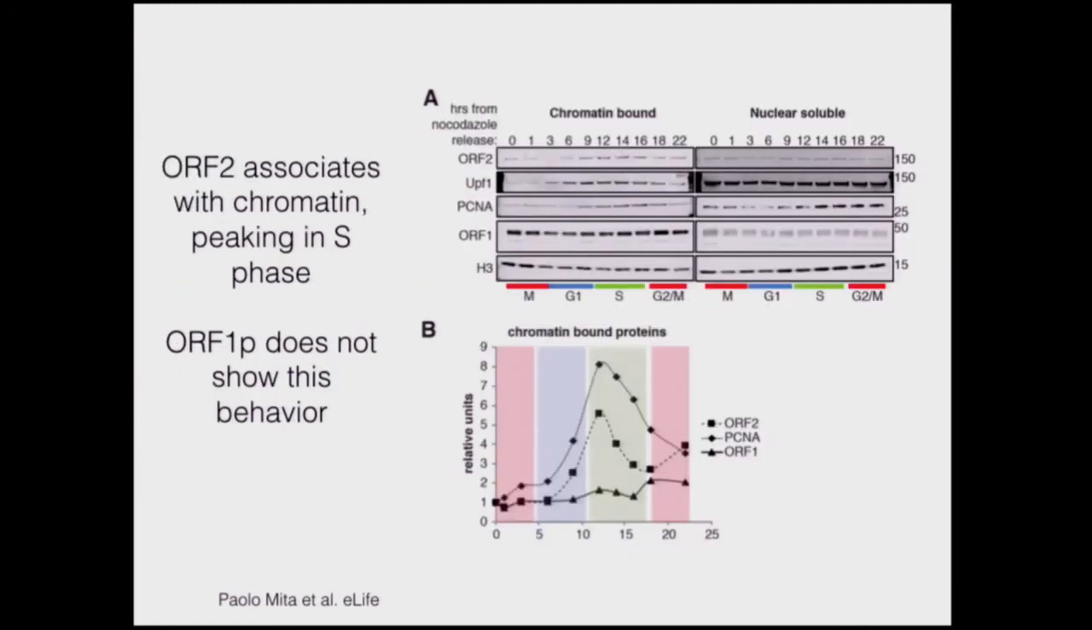That's our conclusion from these experiments. If we look at where the proteins go in a chromatin prep, we saw that while there is some association of ORF1 protein with chromatin, it's fairly flat across the cell cycle. But if we look at ORF2, we see a clear peak during the S phase at the same time that PCNA associates with chromatin. And some of our earlier work had shown that PCNA interacts directly with ORF2 protein.